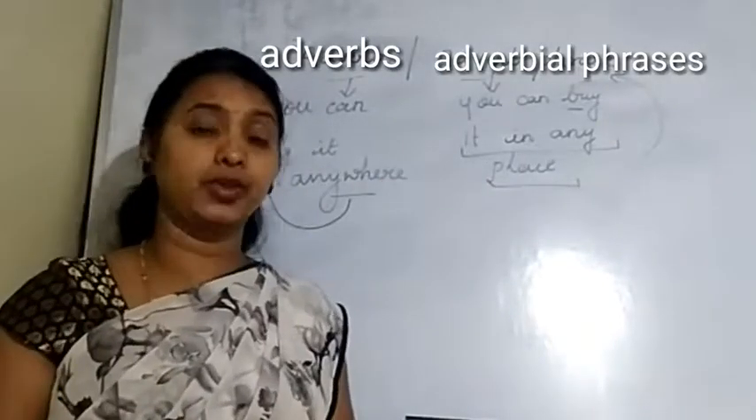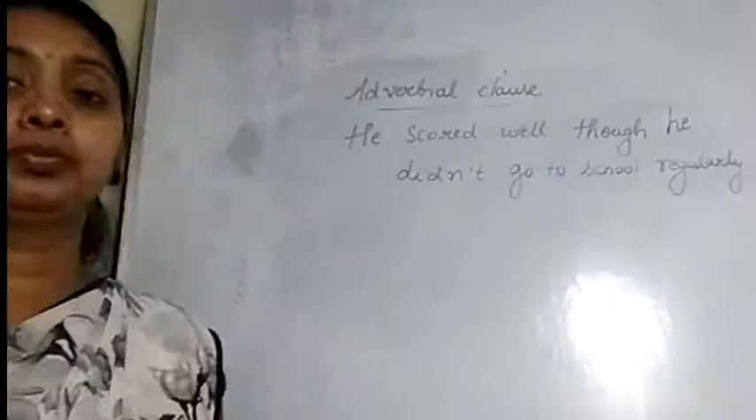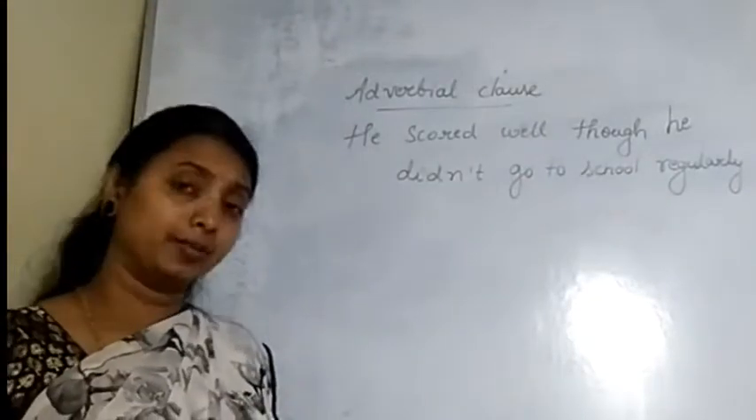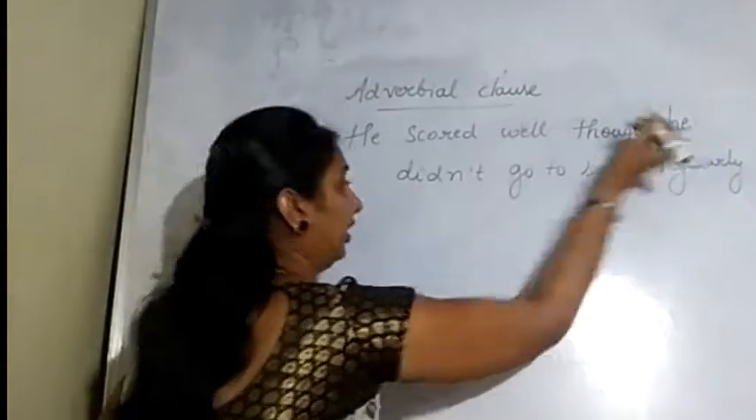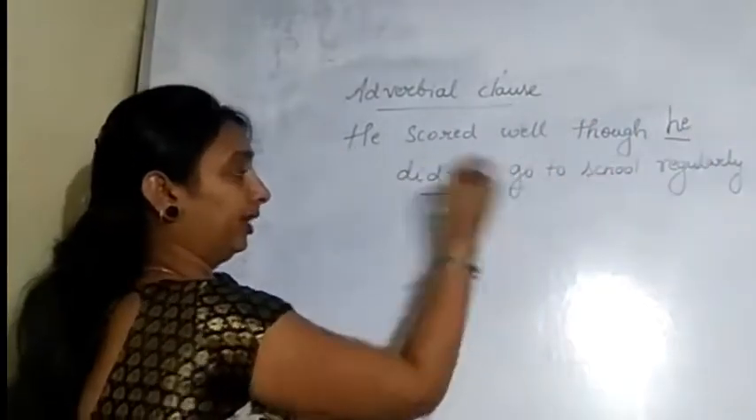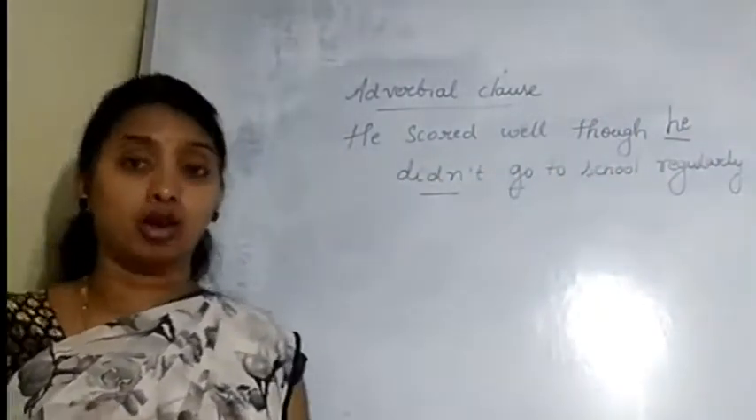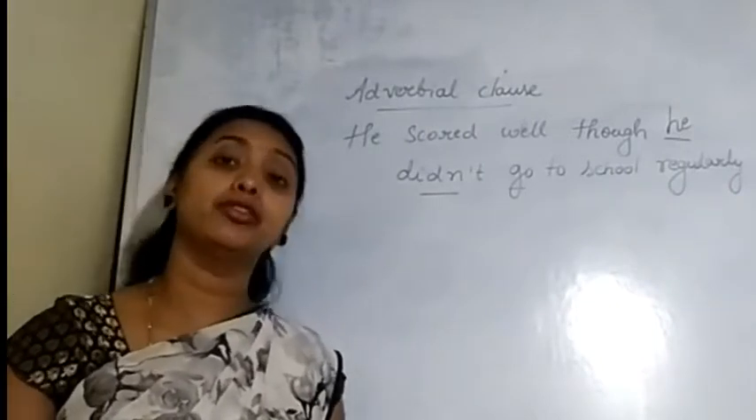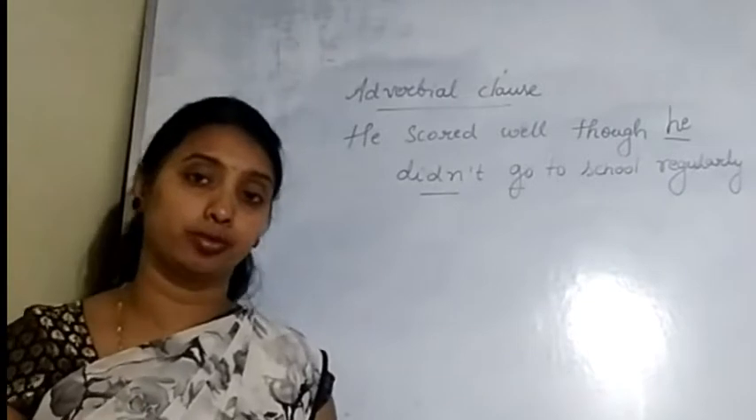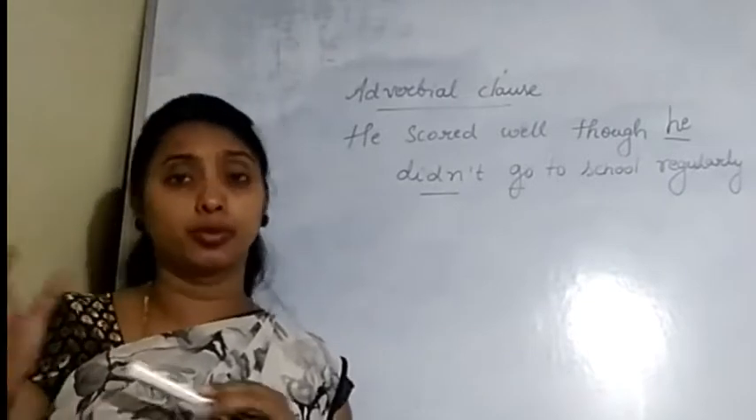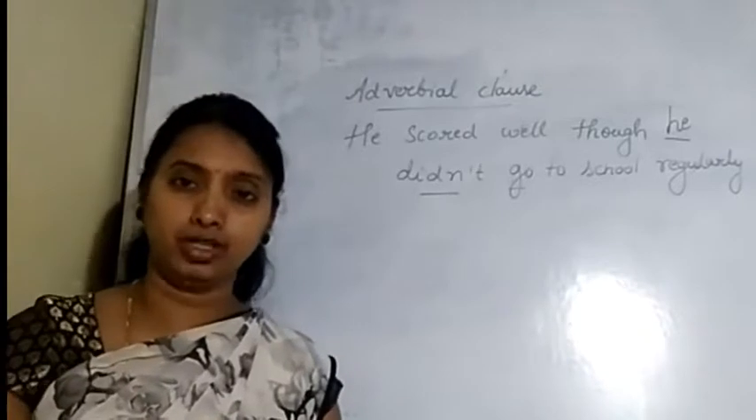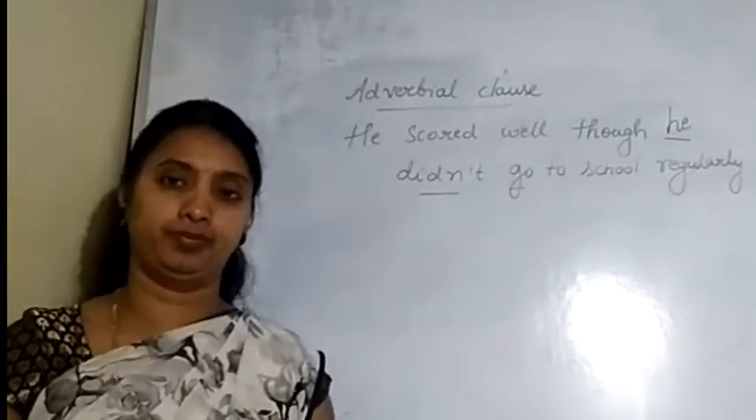Is it clear between adverbial phrase and adverb? Now we will see what is an adverbial clause. Clause means one subject and one verb will be there. Clause always contains one subject and one verb. But phrase doesn't contain a subject and a verb. Phrase is a group of words without a subject and a verb. Clause is a group of words with a subject and a verb.